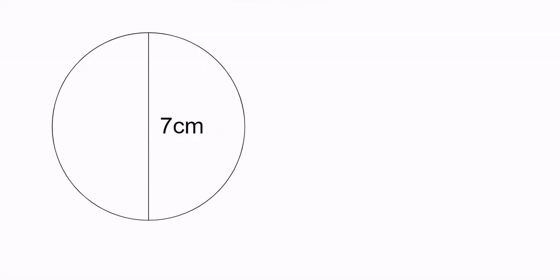Now let's look at the circle with a diameter of 7 centimeters. How would we find its circumference? Well, to find its circumference, we can either use circumference equals pi times diameter or circumference equals 2 pi r. Now the reason there's two formulas is because 2 times the radius is the diameter. So 2 pi r is basically saying pi d, pi times diameter, which is why these two formulas are the same.